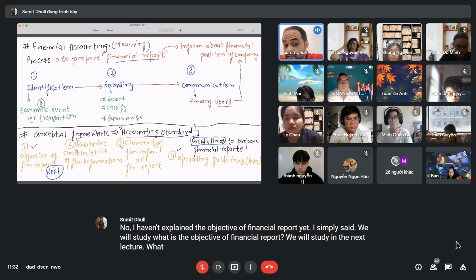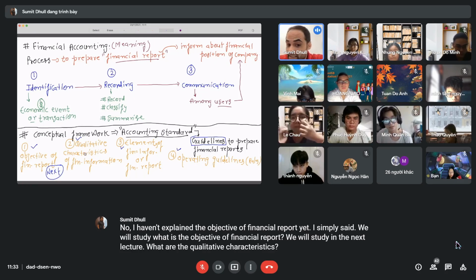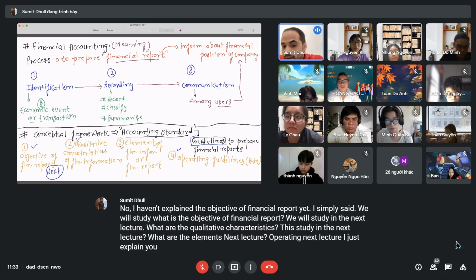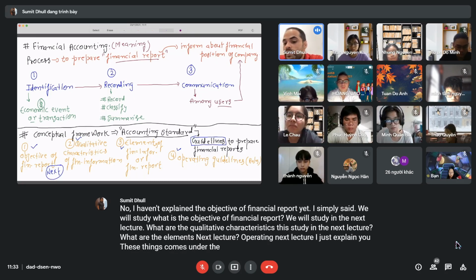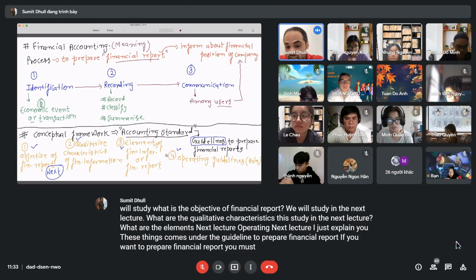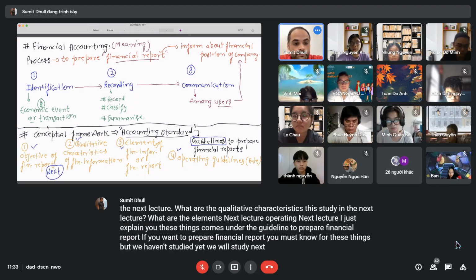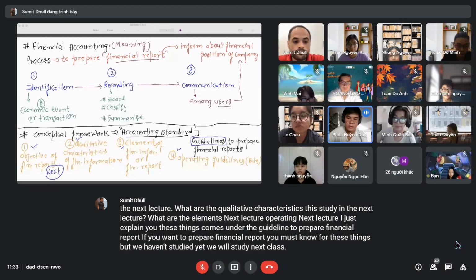What are the qualitative characteristics? We study in the next lecture. What are the elements? Next lecture. Operating guidelines, next lecture. I just explained that these things come under the guidelines to prepare financial report. If you want to prepare financial report, you must know these 4 things, but we haven't studied them yet. We will study next class. Right? Okay, thank you.